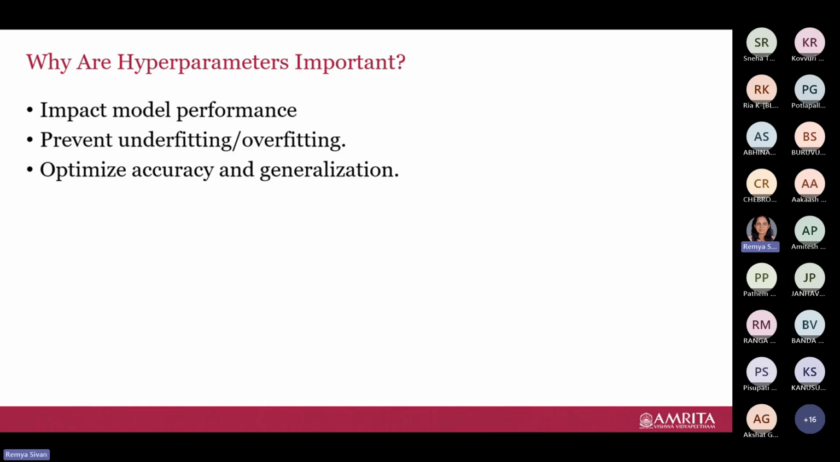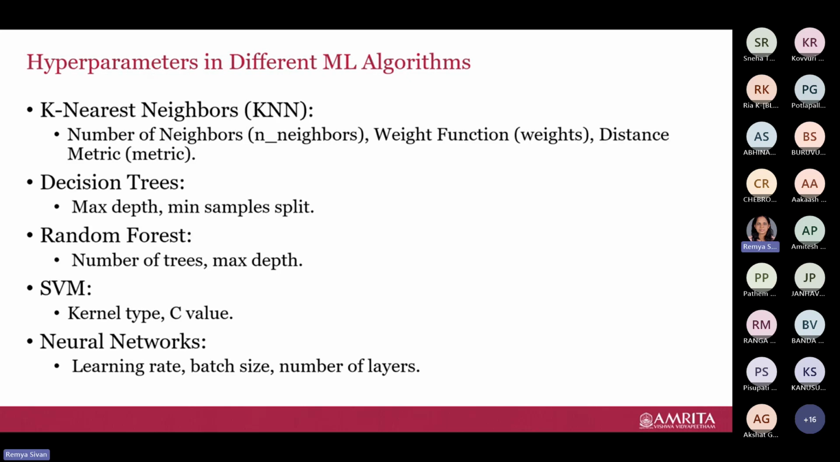So the perfect pick of hyperparameter value can optimize your model accuracy, and that will lead to the generalization. Hope you understood why hyperparameters are important. We'll see the examples also. And let us see some hyperparameters in different ML algorithms.